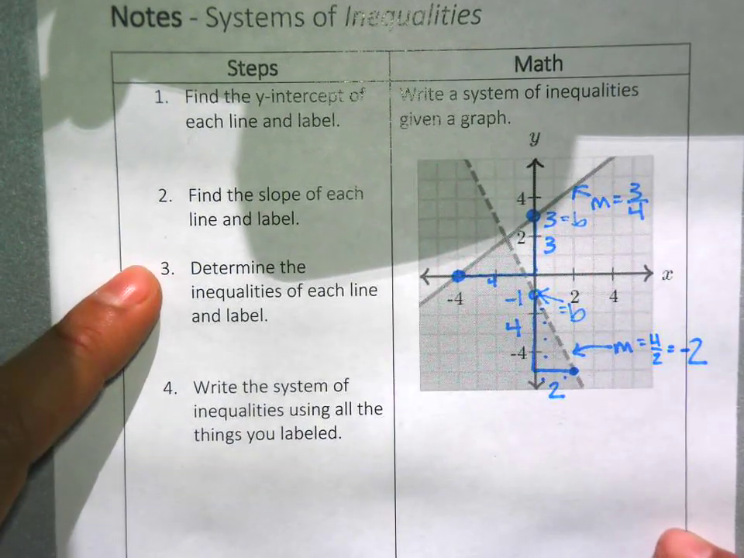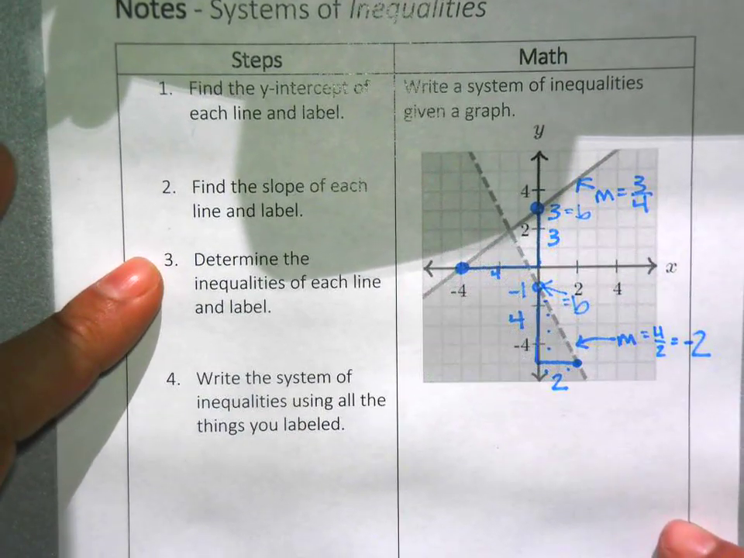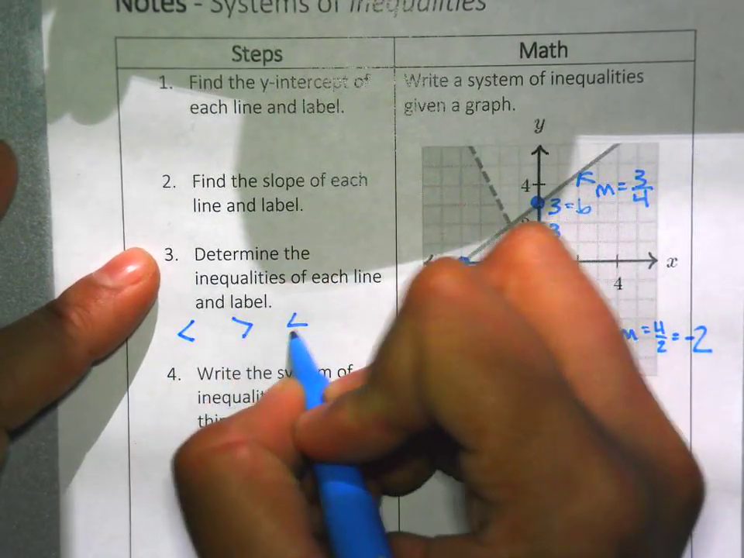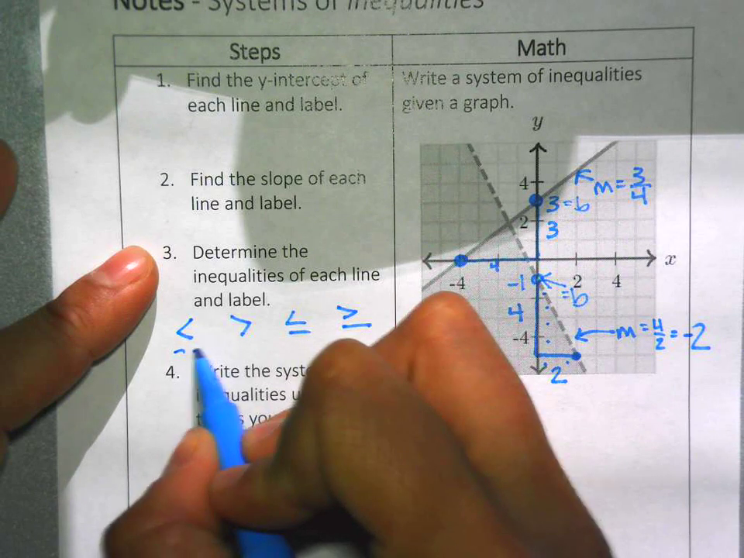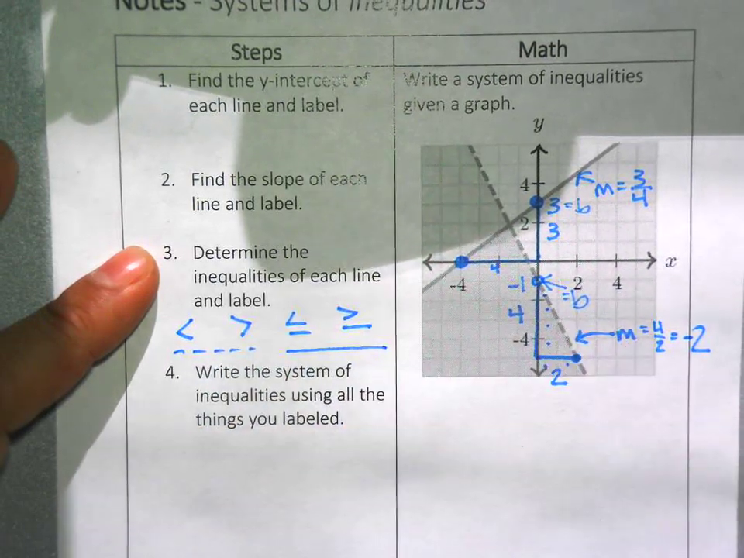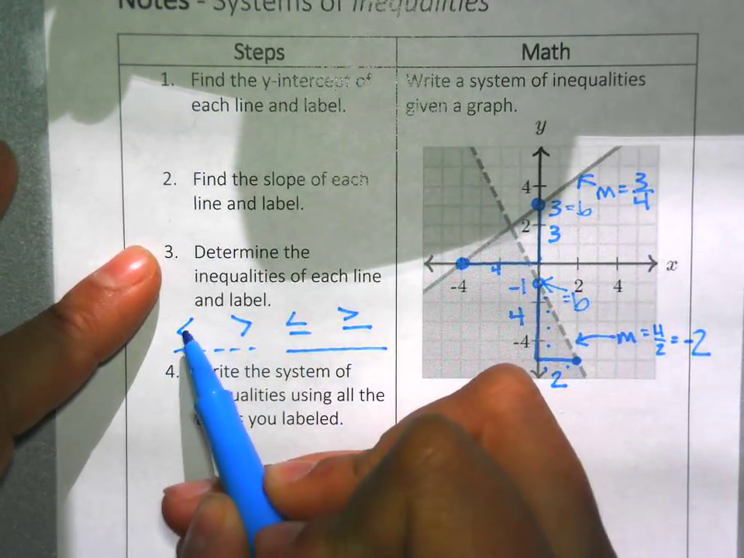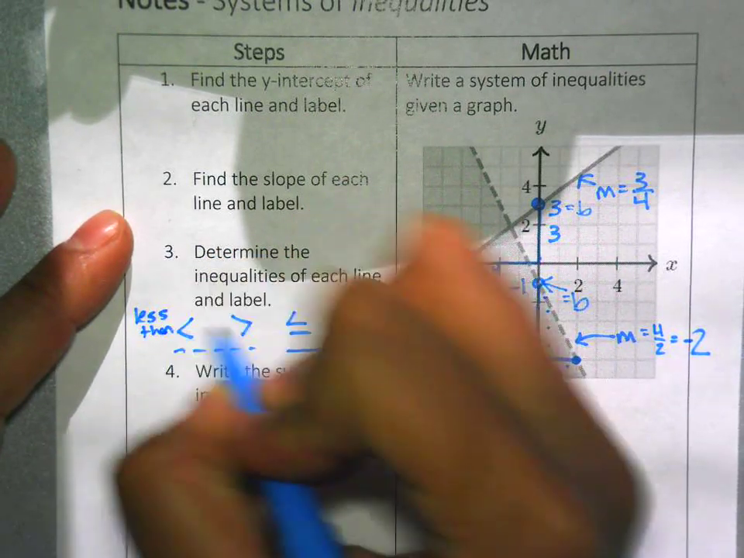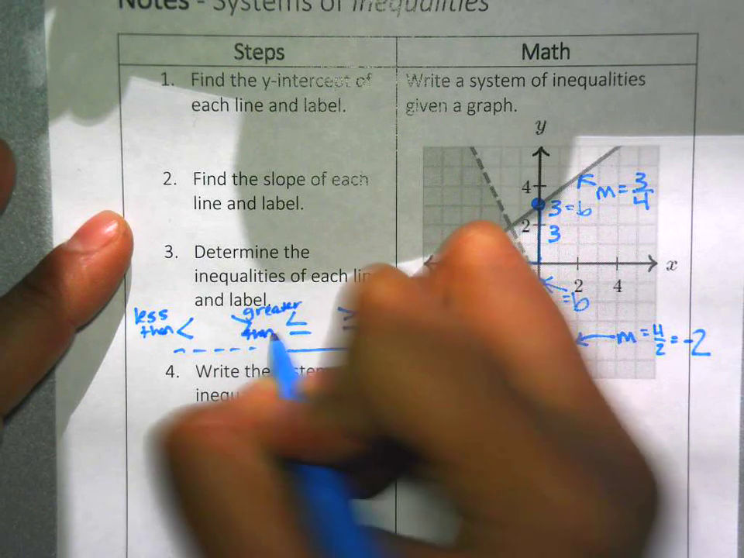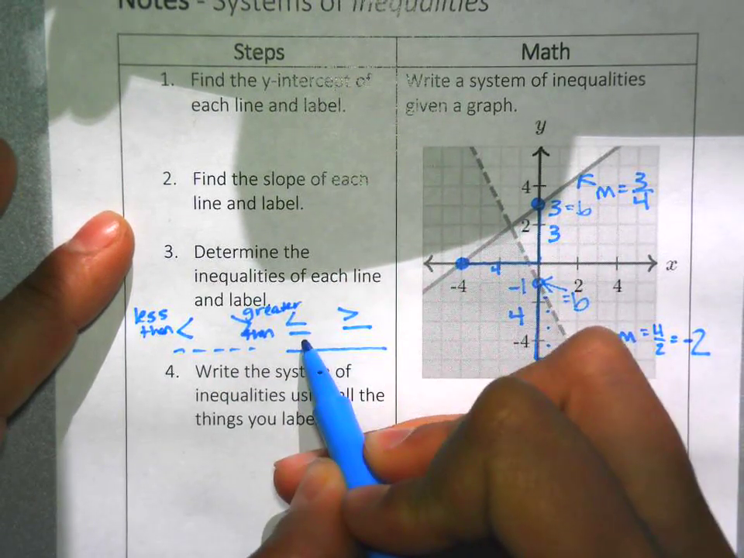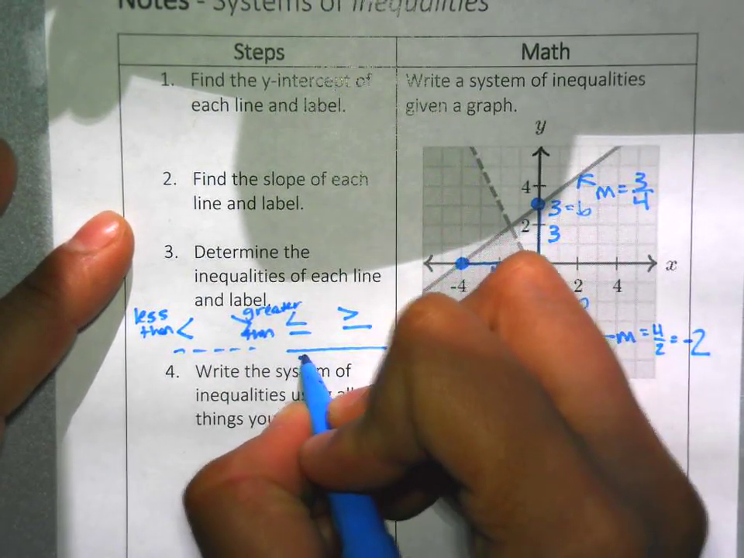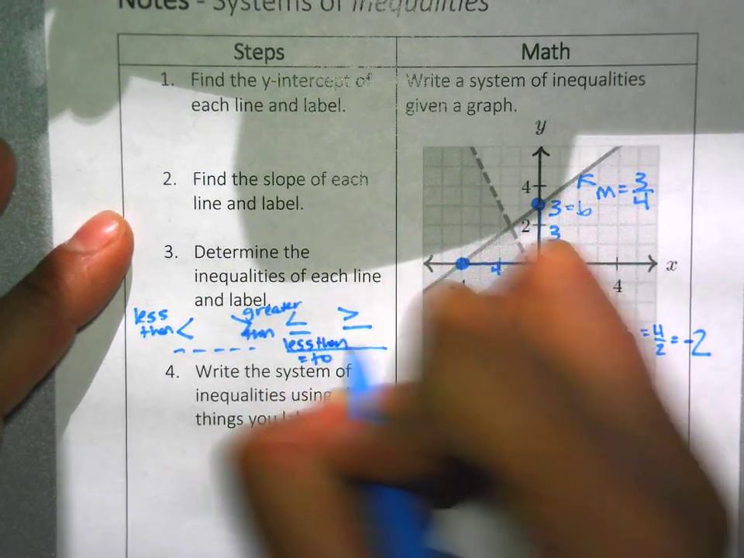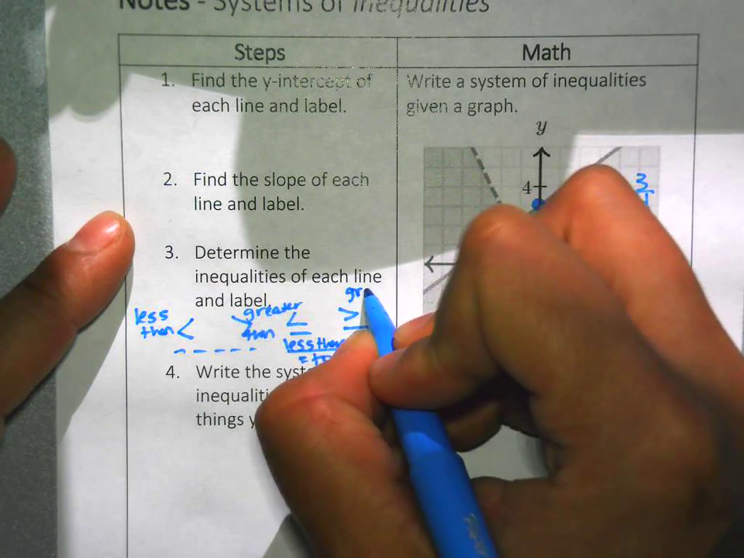The third step is to determine the inequality for each line. Remember, we have these to choose from. These guys are always a dotted line, and these are always a solid line. This says less than, and this says greater than, and then this says less than as well, but also equal to, so less than or equal to. And this guy says greater than or equal to.